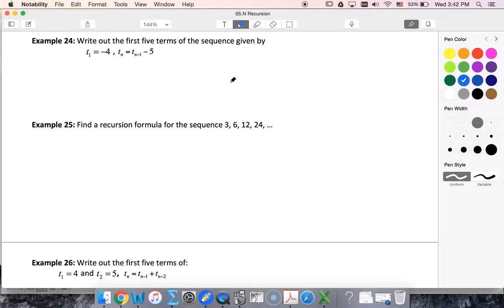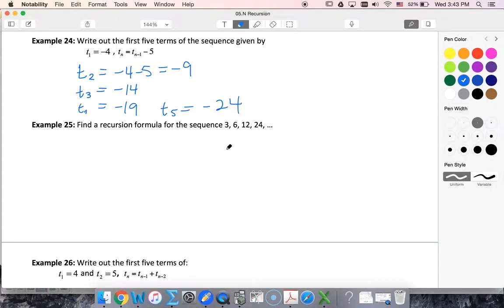All right, so in this example, we're going to try using a recursive formula. So this one says, take the previous term, subtract 5. First term is -4. So then my second term is going to be -4 minus 5, so -9. The third term is going to be -9 minus 5, which is -14. Fourth term, -14 minus 5, -19. And the fifth term is going to be -24.